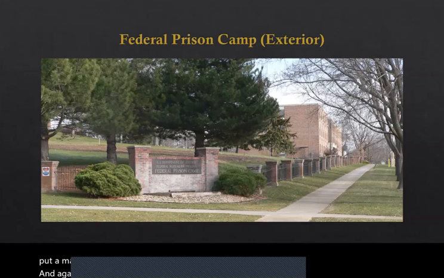So the prisoners have virtually complete freedom with the exception of being able to leave the grounds, right? They can't leave the grounds, but they can do whatever else they want to do. Now, they're still wearing Department of Corrections shirts and pants and all that stuff. That doesn't change.